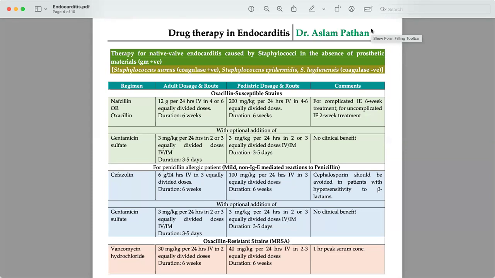Endocarditis, therapy of native wall endocarditis caused by Staphylococci. In the previous lecture, we saw the treatment of streptococci. Now we will see the endocarditis caused by Staphylococci in the absence of prosthetic materials.